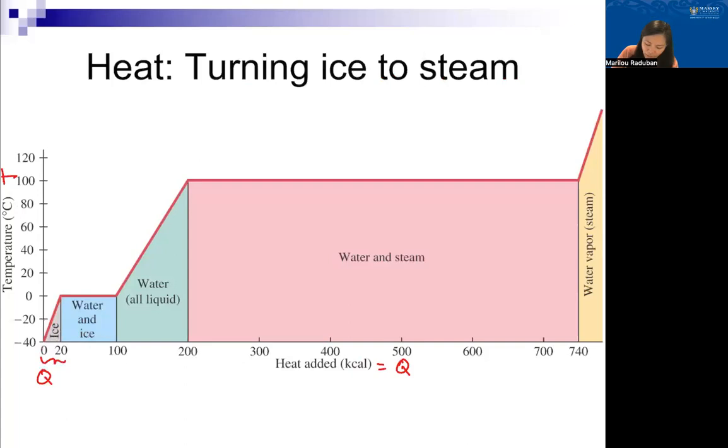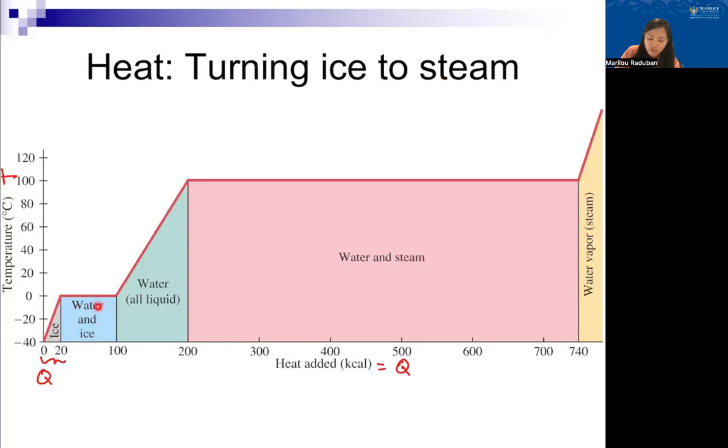So the heat that you add to the ice will go into changing the temperature of the ice. Notice how the temperature goes from negative 40 up to 0 degrees Celsius. When it reaches 0 degrees Celsius, the ice starts to melt. And so you have ice starting to melt.